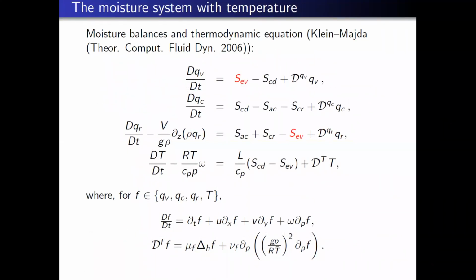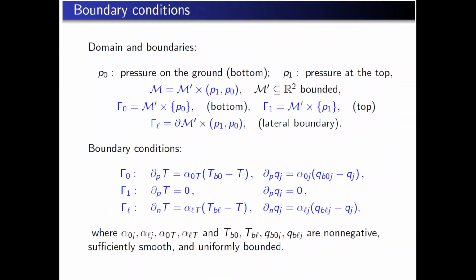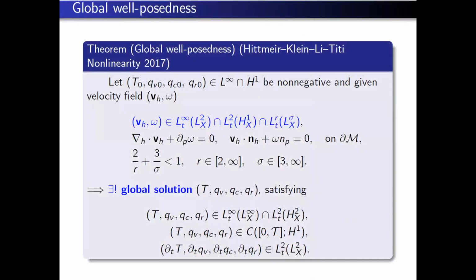So given the velocity, what we can show, and this is the result we have with Sabine Hittmeir, Rupert Klein, and Jinkai Li: we show that if you give me the velocity in this space, and it's incompressible, and these are the conditions, then you can show global existence and uniqueness of solution for the microphysics, namely for the moisture equation coupled with the temperature. This is the first result.